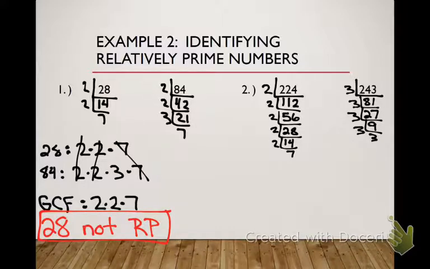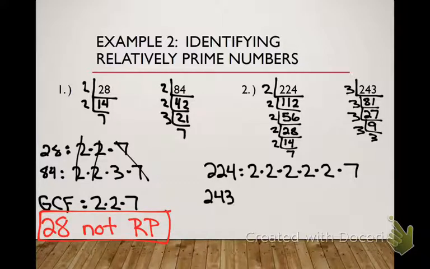Okay, so you can kind of just start even looking ahead. 224, you've got a bunch of 2s, 5 2s and a 7. 1, 2, 3, 4, 5, and a 7. And for 243, you have a bunch of 3s. How many 3s was it? 5. So there's nothing to match up. There are no common factors.